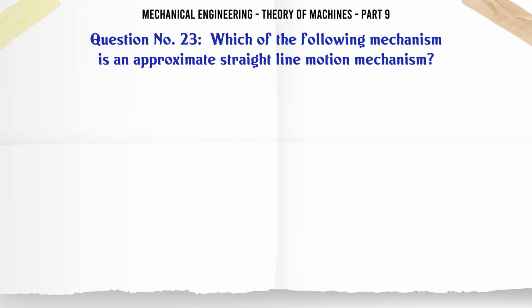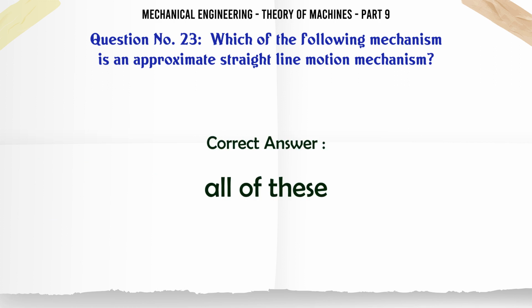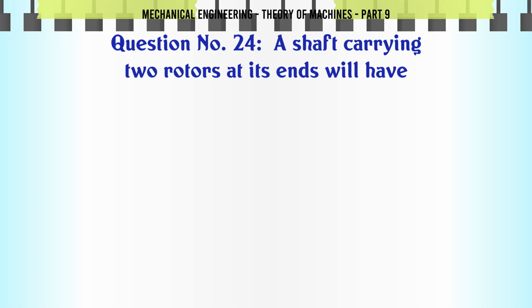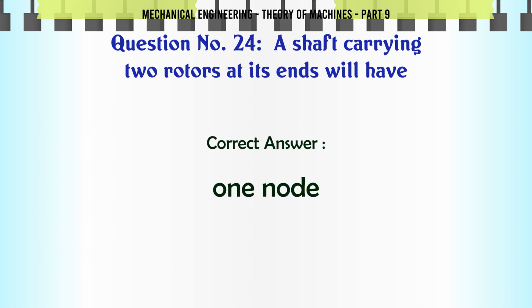Which of the following mechanism is an approximate straight line motion mechanism? A. Watt's mechanism, B. Grasshopper mechanism, C. Roberts mechanism, D. All of these. The correct answer is all of these. A shaft carrying two rotors at its ends will have A. No node, B. 1 node, C. 2 nodes, D. 3 nodes. The correct answer is 1 node.